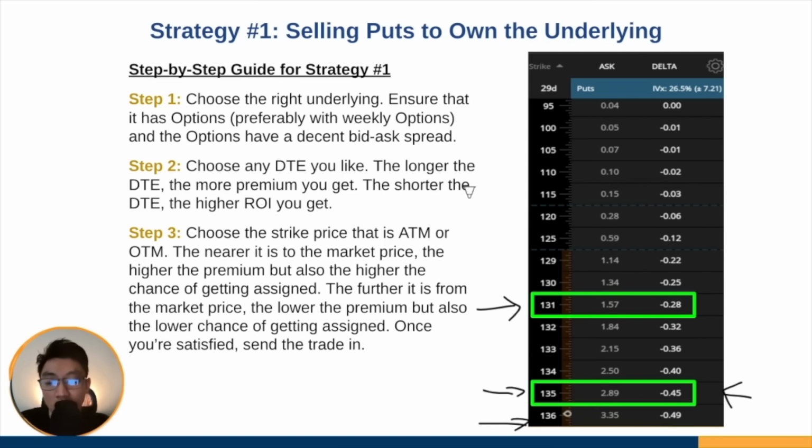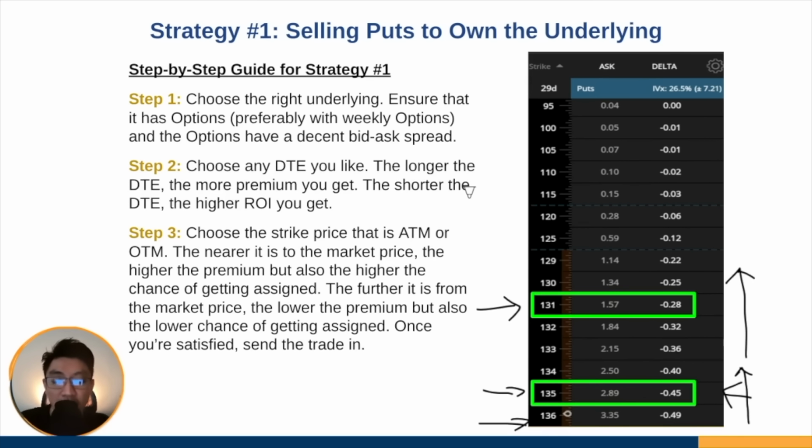How do I know it's going to have a higher chance? Well, just by logic itself, you can deduce that if the strike price is closer to where the market price is, it's easier for the market to go down and then get this strike price being in the money and get assigned, right? Compared to the one at 131, the market has to go further down.